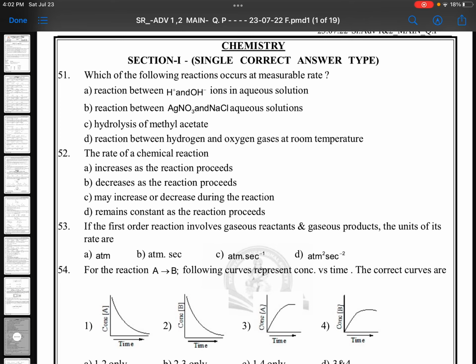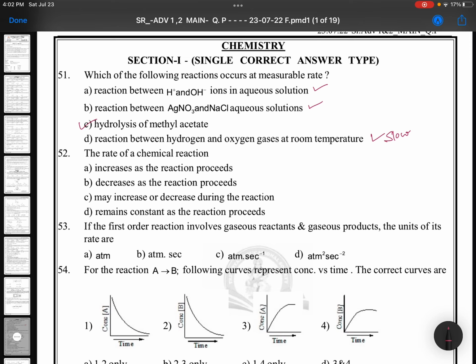Which of the following reactions occurs at a measurable rate? First one is neutralization, very fast. Then this is a precipitation reaction, again very fast. This last option is a very slow reaction. And hydrolysis of methyl acetate is your answer.